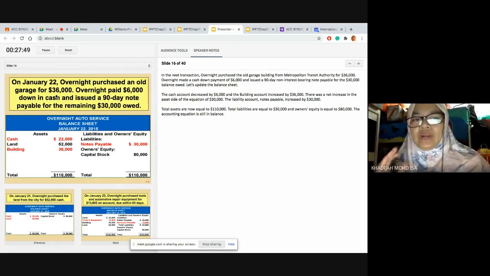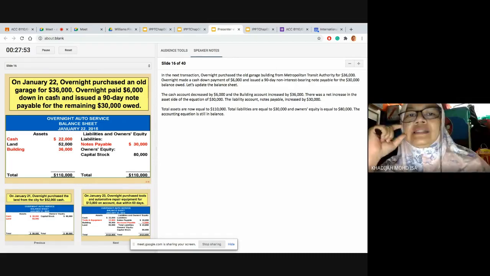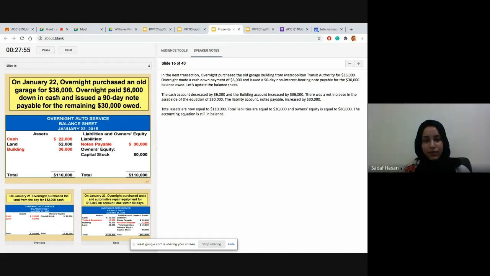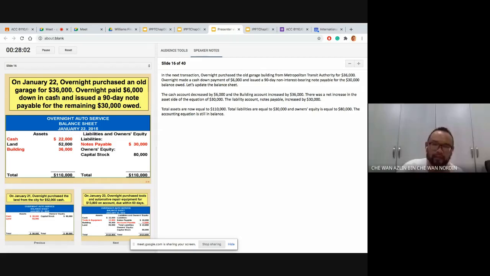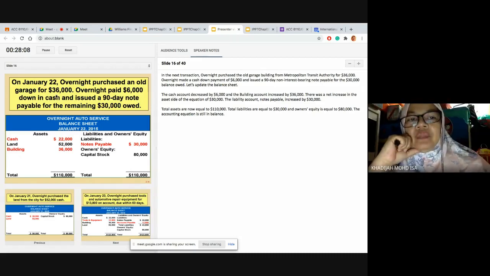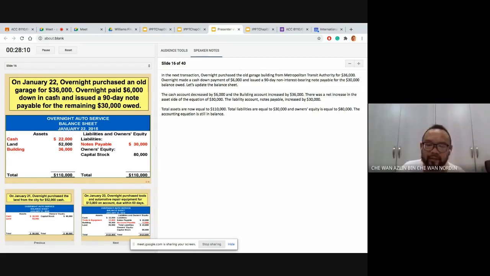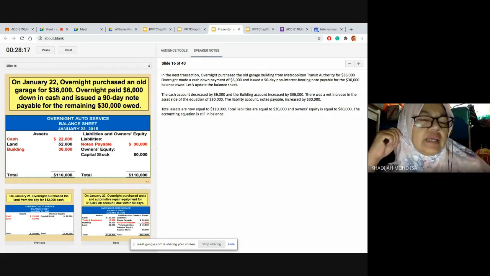Okay, Cik Wan, what do you understand? What is the economic activity here? Oh, so that means they pay first, and then after some period, they pay back. They pay the balance amount, 30,000. So payable means they have some agreement after some period. The company pays that amount.